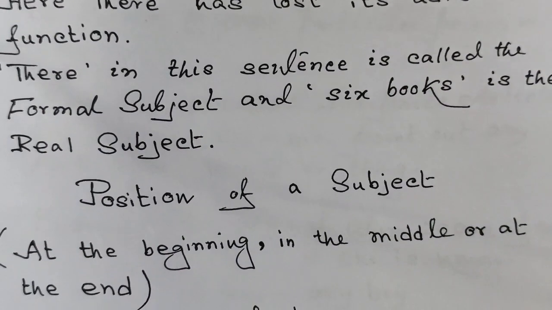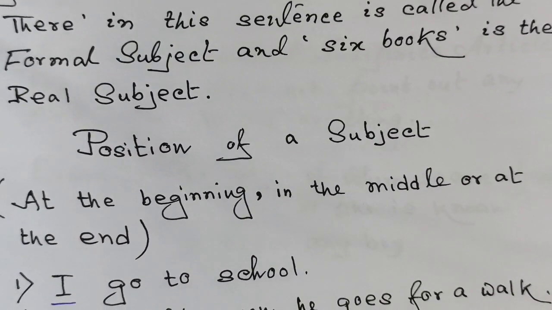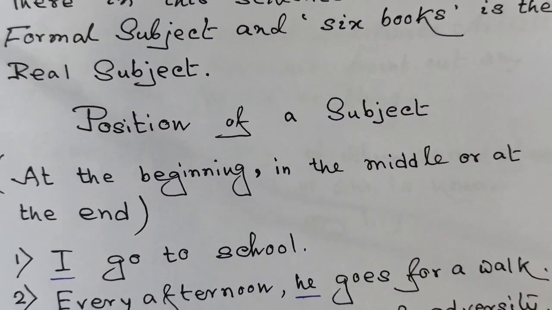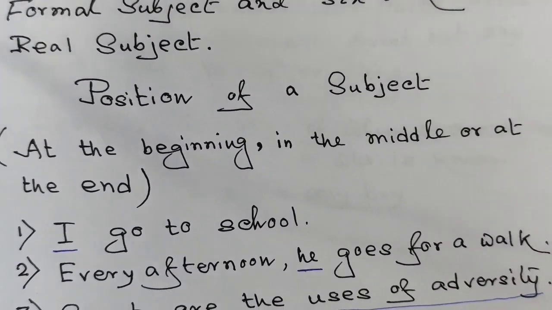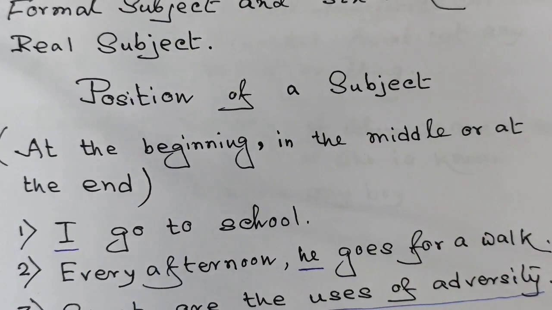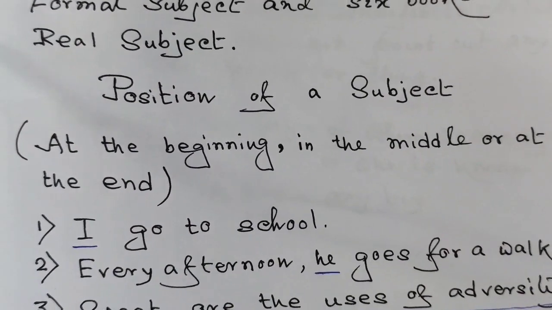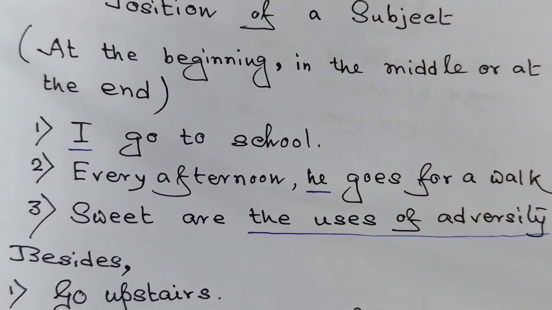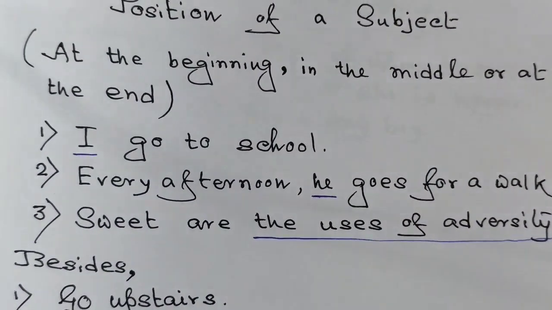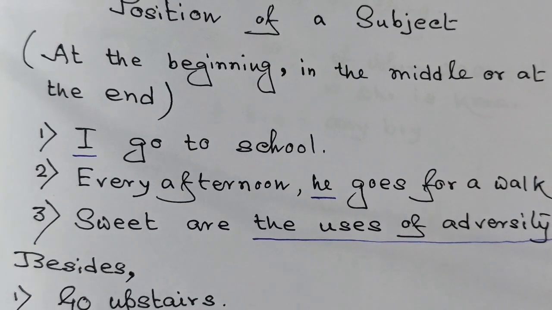Now I have already told you that the subject can be hiding anywhere in any part of the sentence. Well, the subject could be there at the beginning of a sentence, in the middle of a sentence, or at the end of a sentence. Let's have a look at the examples. I go to school. Here I is there and it is written at first. That means this subject is there at the beginning of a sentence. Look at the second example. Every afternoon he goes for a walk. Here after the words every afternoon he is there and he is the subject and it is in the middle of a sentence.